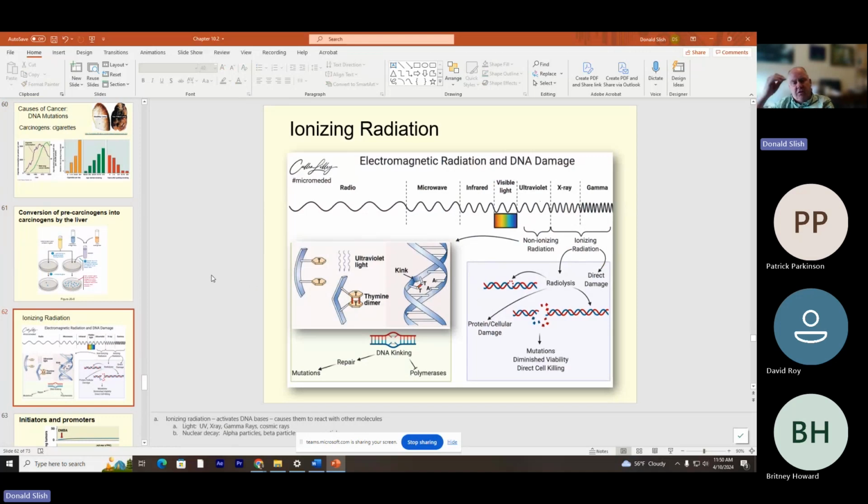And that poor kid earlier, if he had XPA, it would recognize this, cut at either end, and then repair that DNA. But ultraviolet causes these thymine dimers. And then your higher energy radiation is actually just going to break the DNA. That's when you start getting chromosomal translocations and other kinds of large changes in the DNA that can activate your proto-oncogenes.